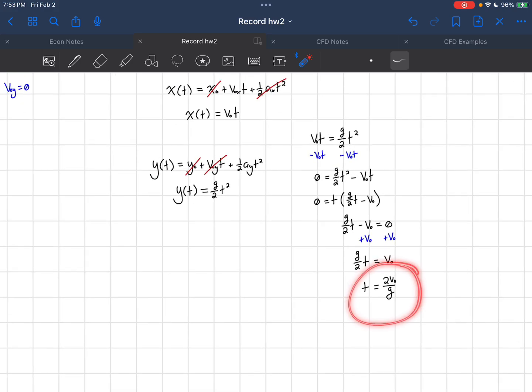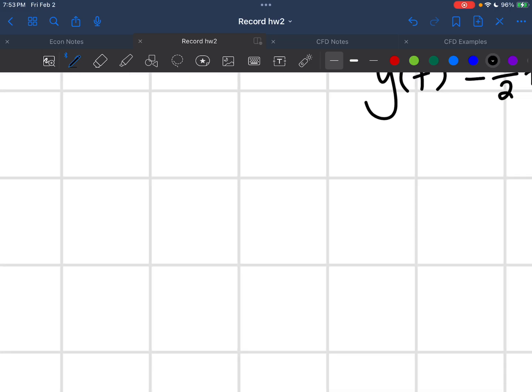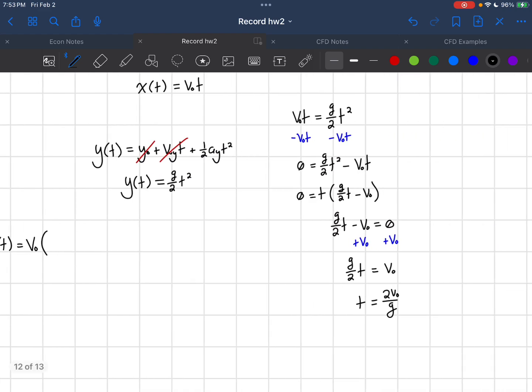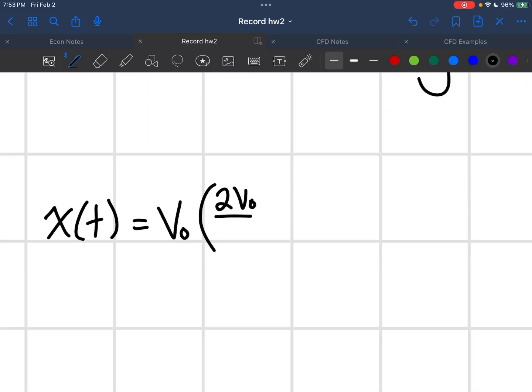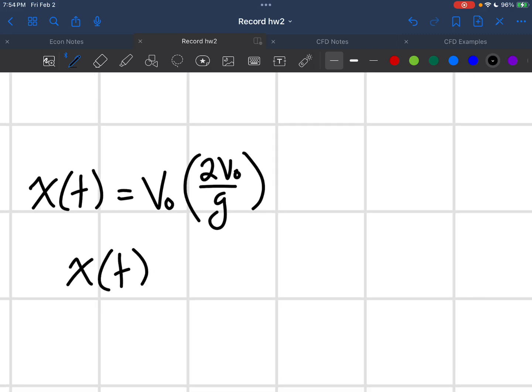So now that I have my time, I know the time when it lands back on the slope. I can take that and plug back into one of my equations. It doesn't matter which one, right? Because we said we set y of t equal to x of t. So they're both going to give me the same answer. So I'm going to plug it into my x of t equation. So x of t will equal v naught times t, which was 2 v naught over g. And that's going to simplify. x of t will equal 2 v naught squared over g, right? Because my v naughts multiply together.